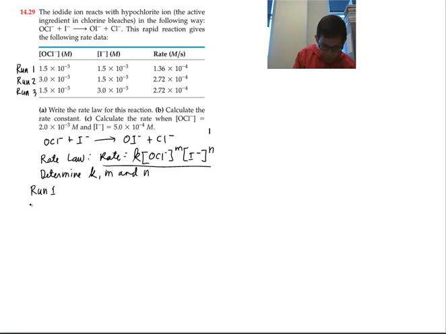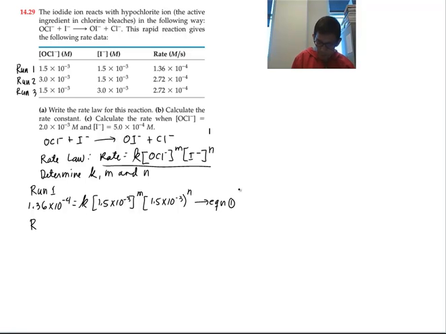For run 1, the rate was 1.36 times 10 to the negative 4, is equal to k times, what is OCl⁻? 1.5 times 10 to the negative 3. This is raised to m. And what is I⁻? 1.5 times 10 to the negative 3 as well, raised to the n. So this now is our equation 1.